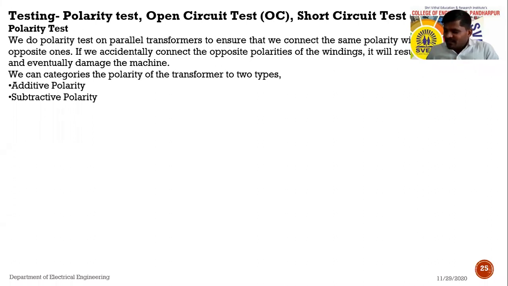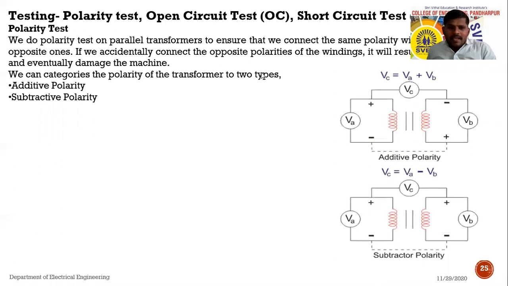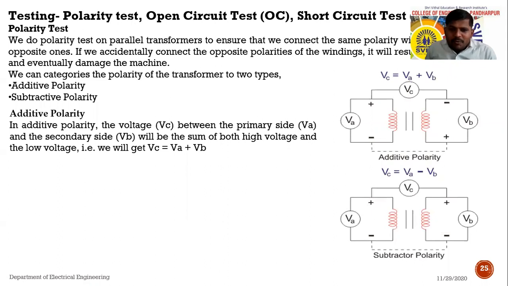So I will show the figure. Now see here, what is additive polarity? In additive polarity, how can the polarity test be conducted? See, the transformer has a primary winding, and the transformer has a secondary winding, right? On the primary side there are two terminals, on the secondary side there are two terminals, right?